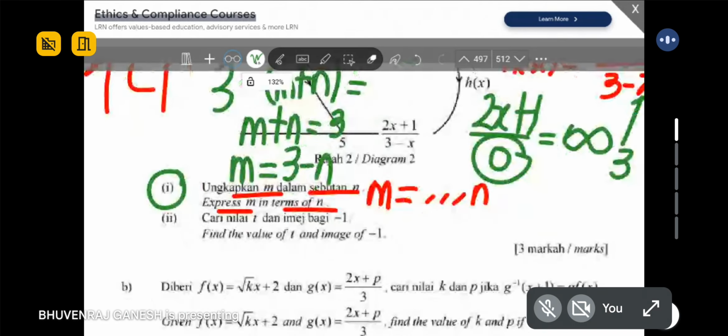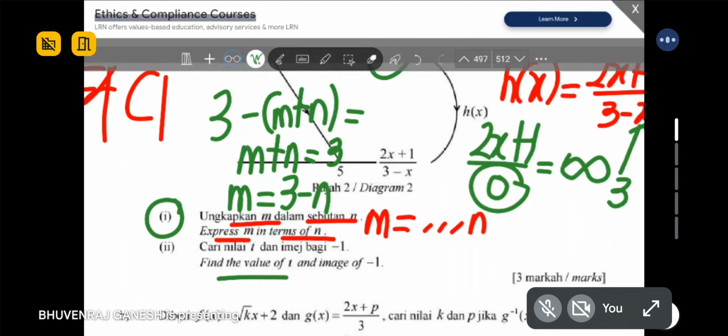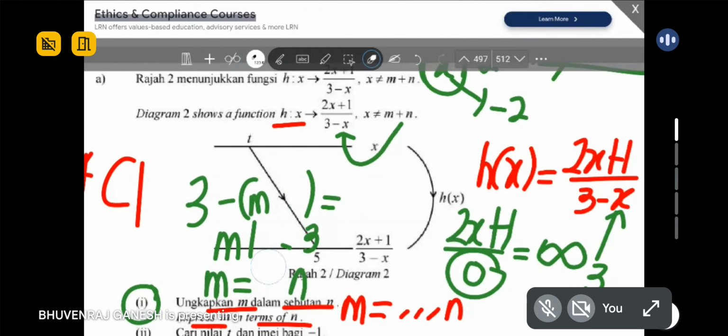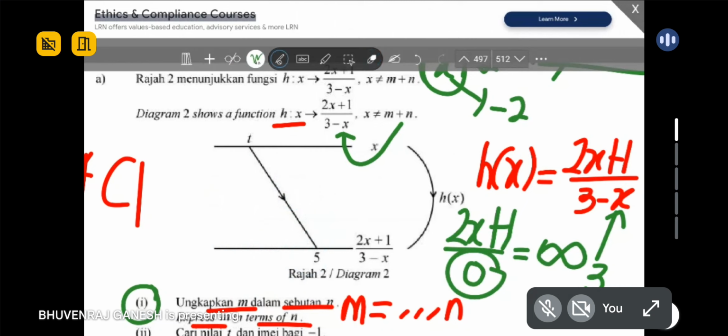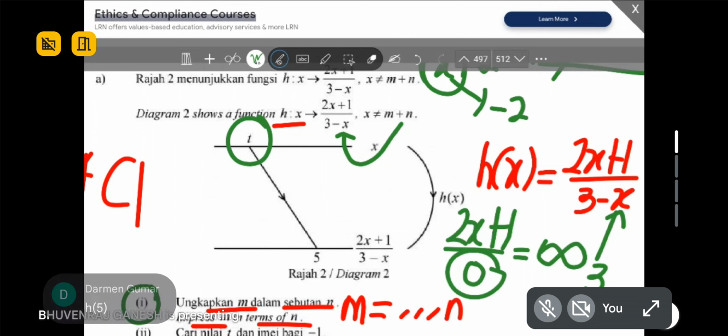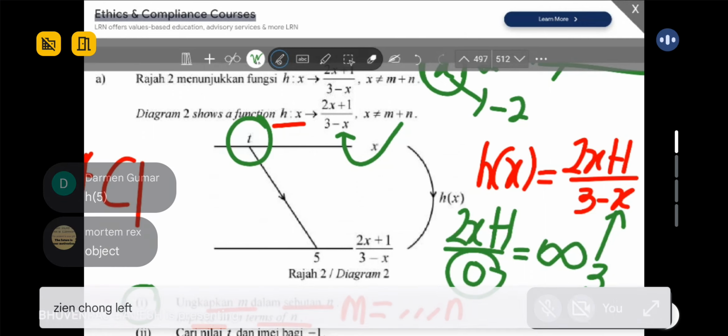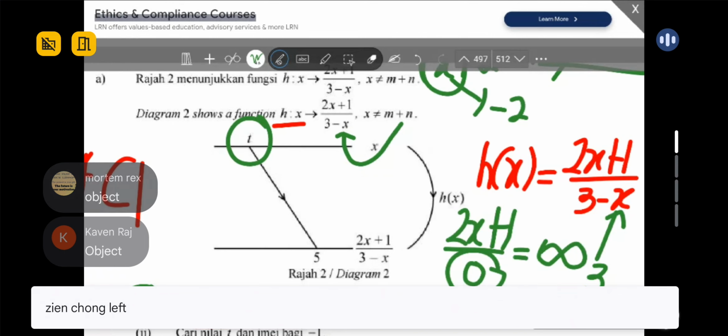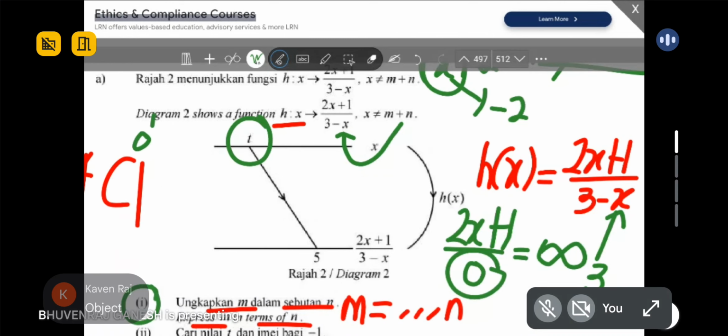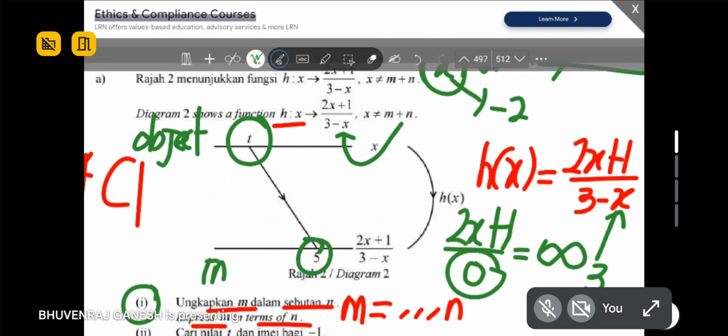So next question. For this question, they ask you to find the value of t. Cari nilai t. Very simple. So guys, may I know, is t the object or image? Tell me. H5, wrong. Daman, you are wrong. Yes, t is the object. Remember, phi is your image. Are you clear?